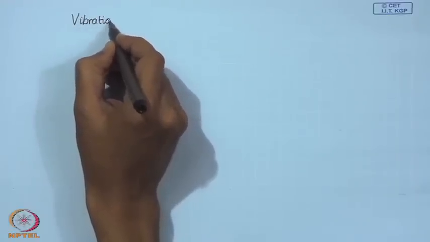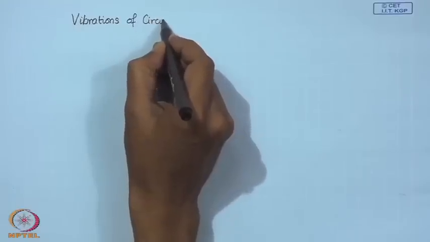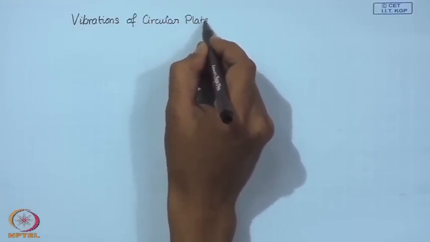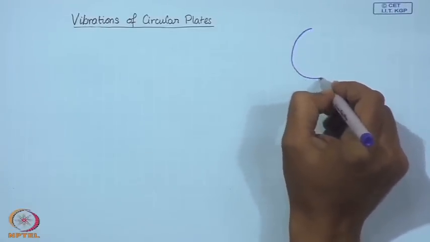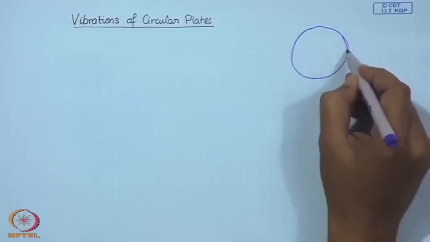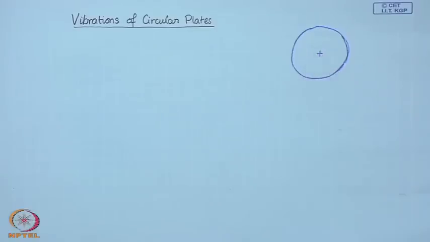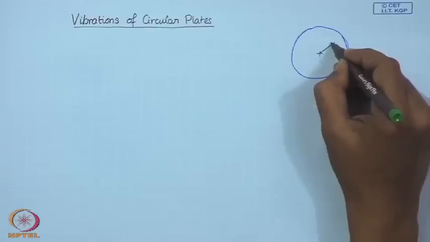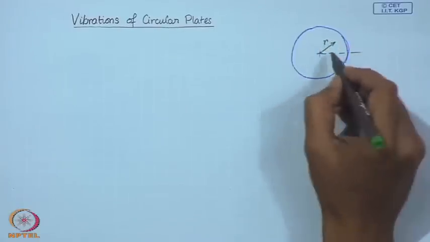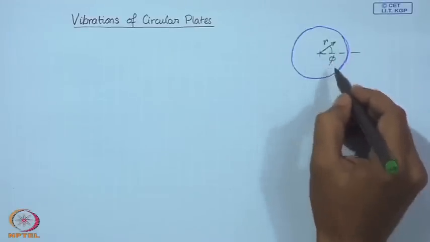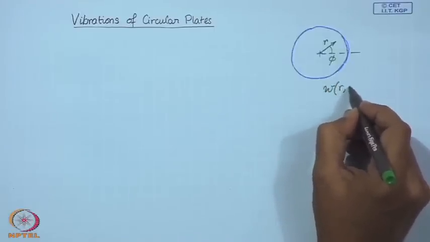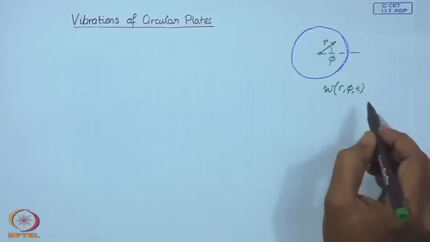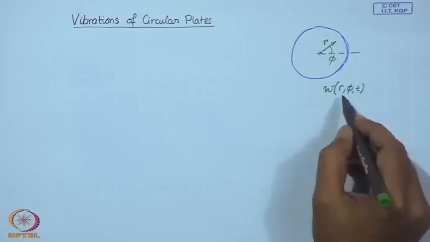So, let us consider this plate. At any point, we are using the polar coordinates r, phi. So, at any point r, phi at any time t, the field variable is represented by w(r, phi, t).